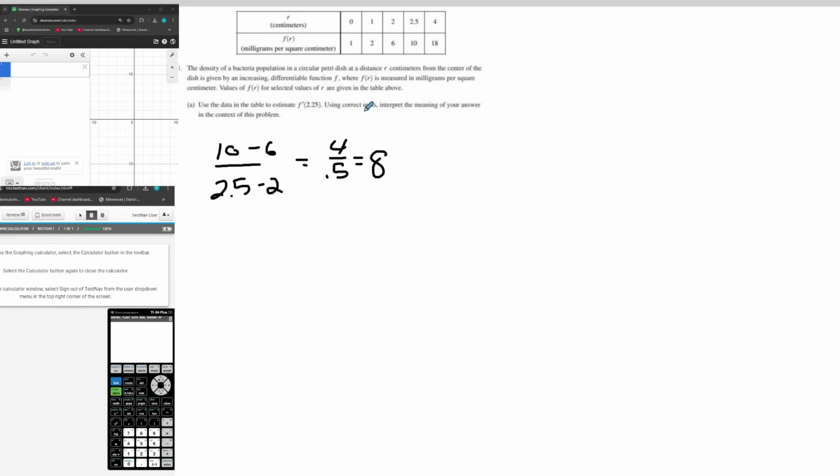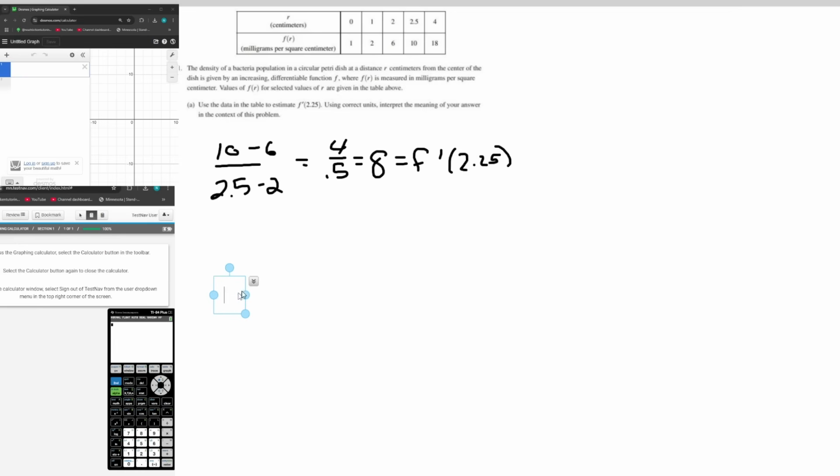Now I need to use correct units to interpret it, and I could say that this equals f prime of 2.25. And so now I could use correct units to interpret the meaning of my answer. So I'm actually going to type this. So what would be the units of the answer? Well, the units of the answer are going to be milligrams per square centimeter per centimeter. When you're doing units of a derivative, it's just y over x.